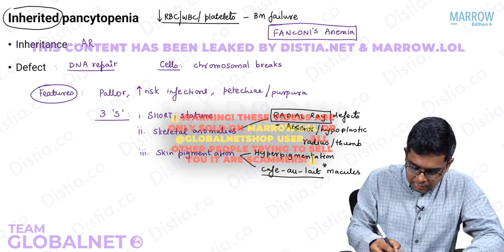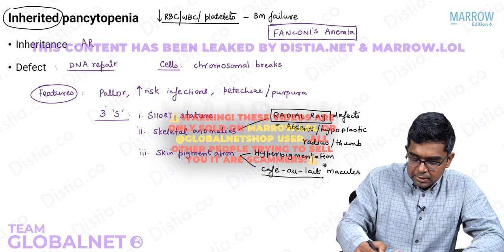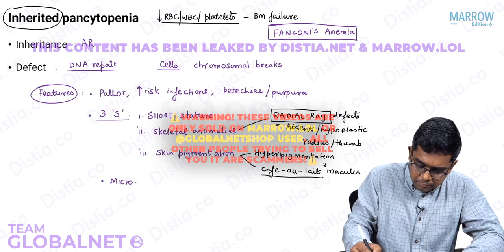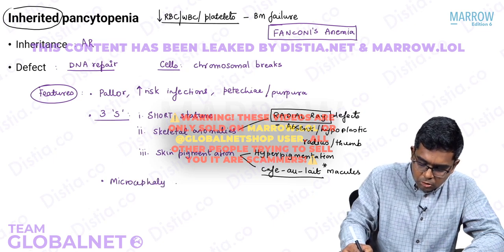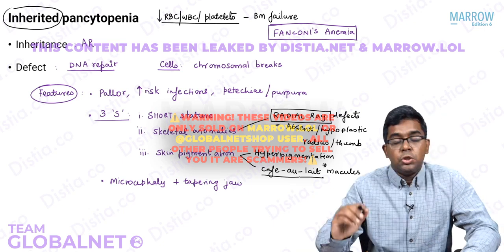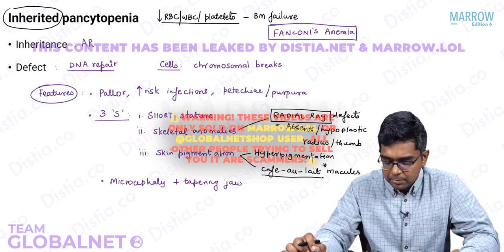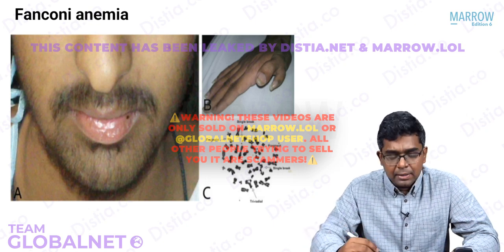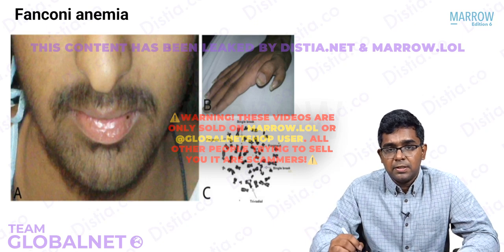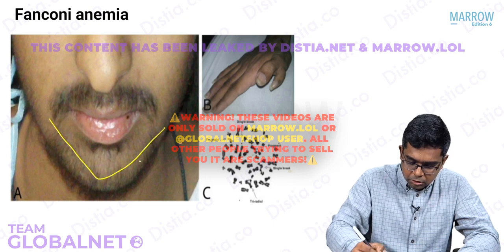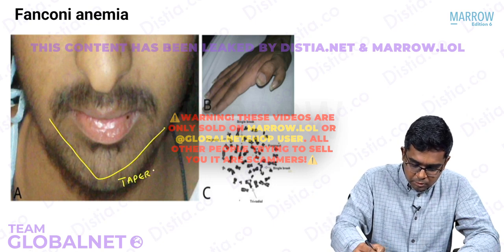In addition, another feature of Fanconi's anemia is the facial appearance, where these children have microcephaly with a small jaw, or what I am going to write as tapering jaw. These are the usual clinical features of Fanconi's anemia. This picture tells you about the characteristic findings. You can see in this first picture an older patient with Fanconi's anemia having narrowing of the jaw, or tapering of the jaw, like this.